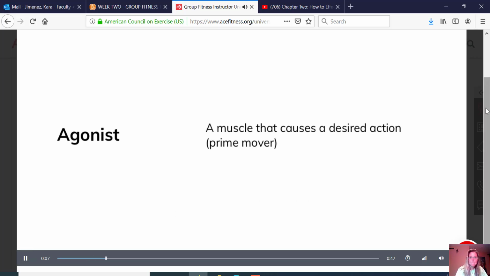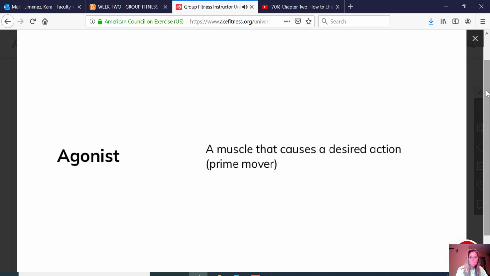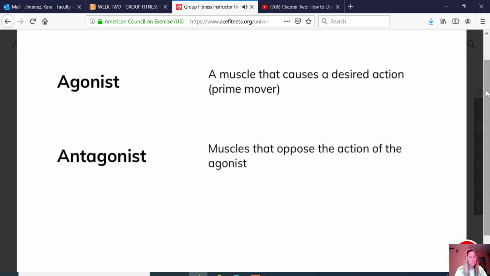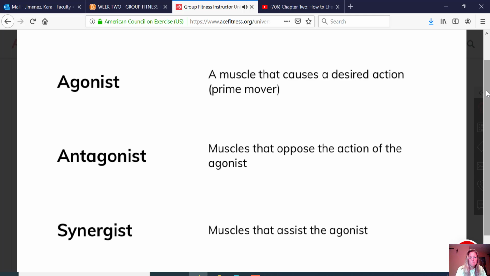In this segment, we'll be looking at musculoskeletal anatomy and how our bones, our joints, and our muscles work together to create the various movement action patterns we do in our group fitness setting. When a muscle causes a desired action, it is known as the agonist, or prime mover. The antagonist muscles oppose the action of the agonist. Synergist muscles assist the agonist.